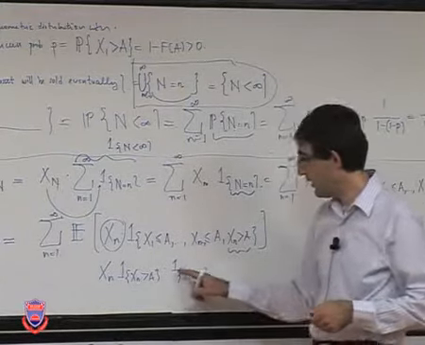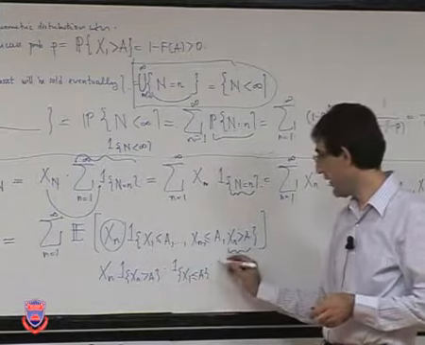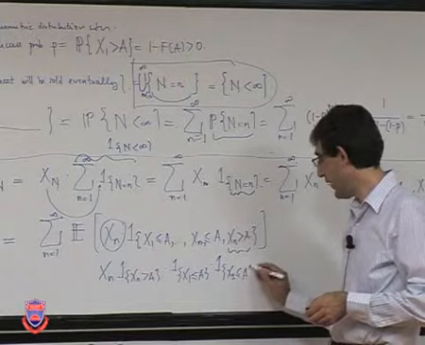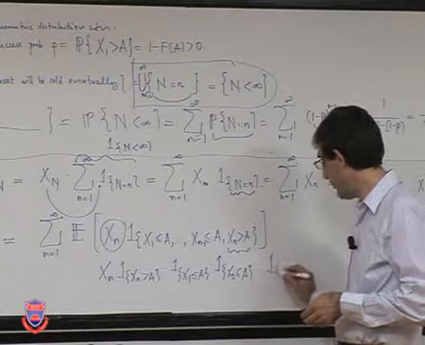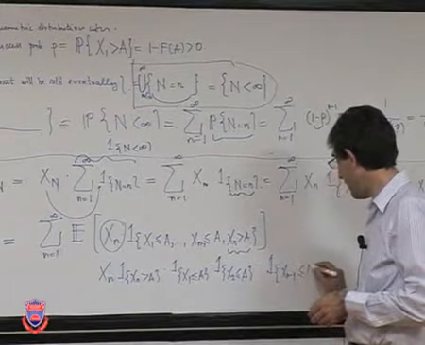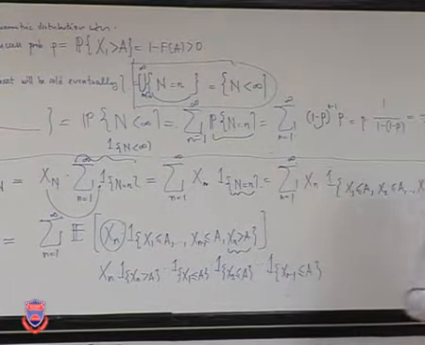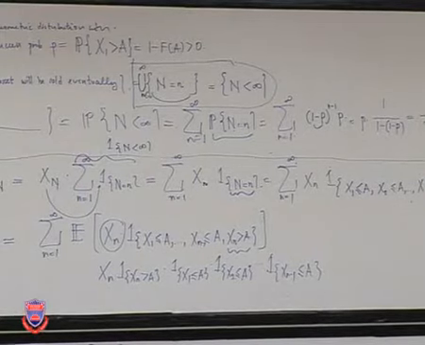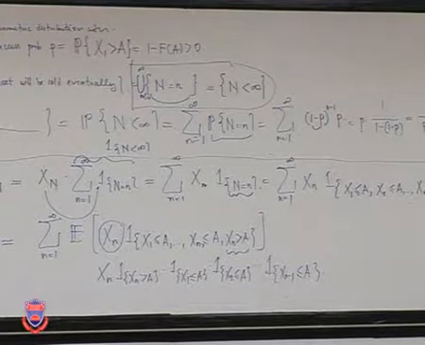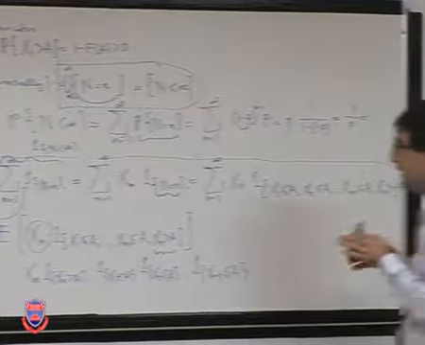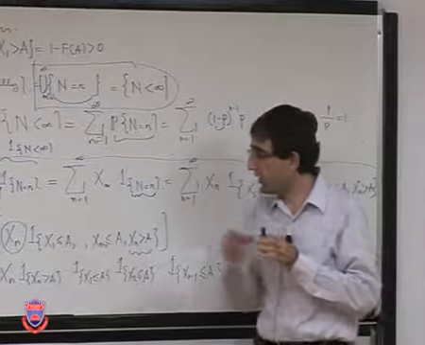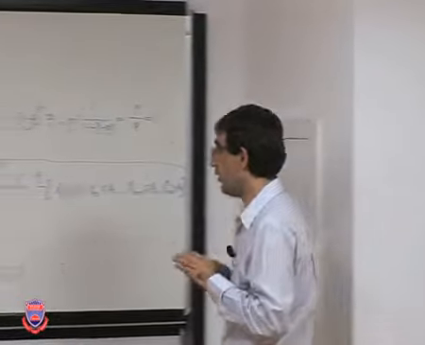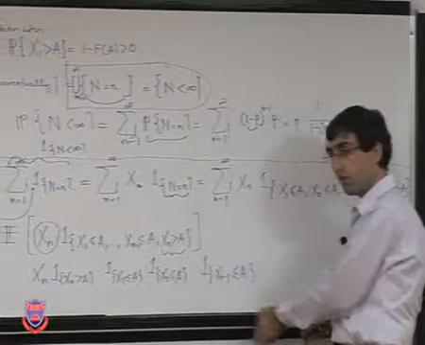The indicator of the event that x1 is less than or equal to a times the indicator of the event that x2 is less than or equal to a. It goes like this till when? I guess the only thing that is left is xn minus 1. xn is over there. What did I do? Sometimes I write the product of indicators as an indicator of a single event, but sometimes it pays better if you just write the indicator of a single event as the product of indicators.